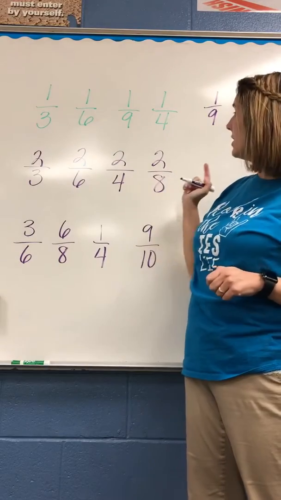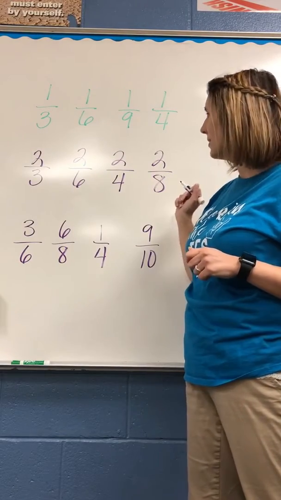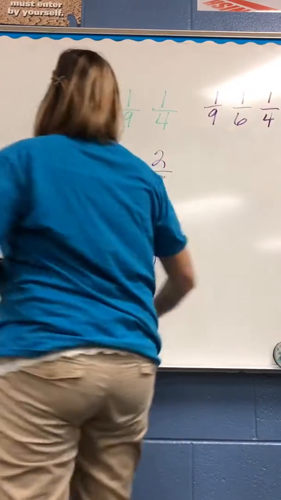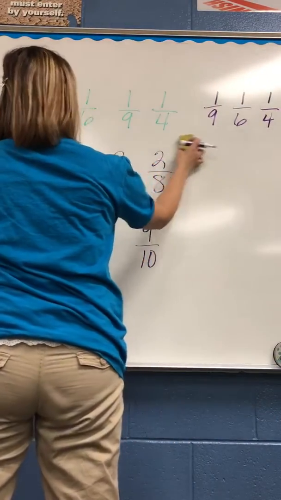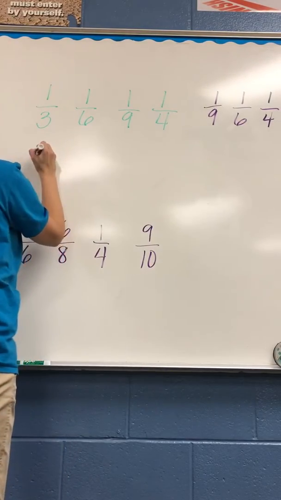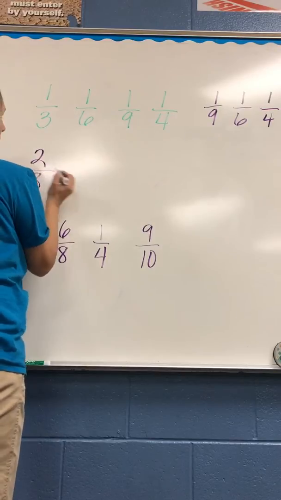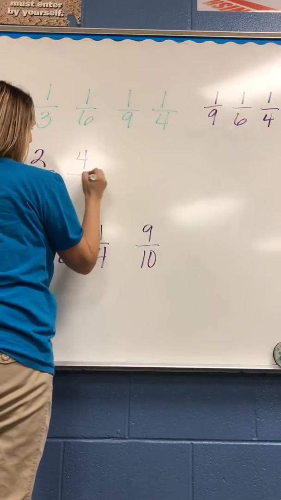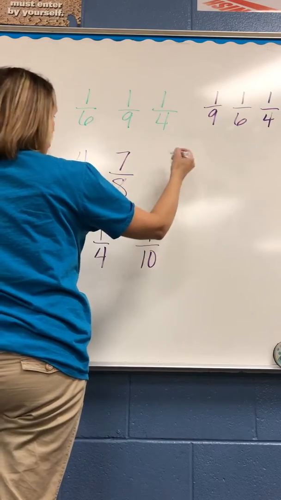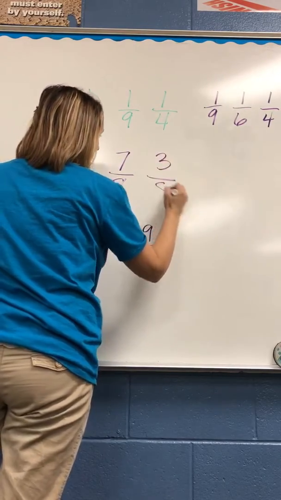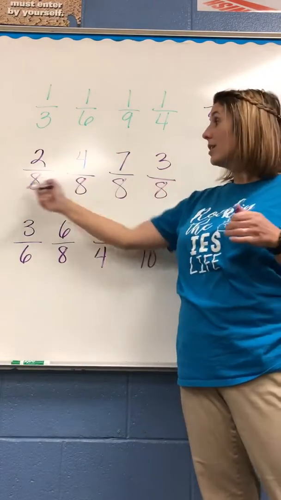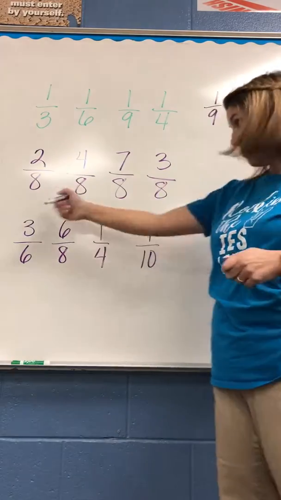Okay. Now look at this example here, this purple row. If you notice here, oh, all the numerators are the same again. I meant to do that differently. Let's see if we can't mix this one up. 2/8, 4/8, 7/8, and 3/8. Let's say that. Okay, so now all of my numerators are different and all of my denominators are the same.